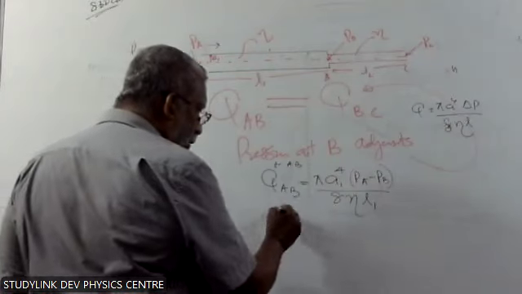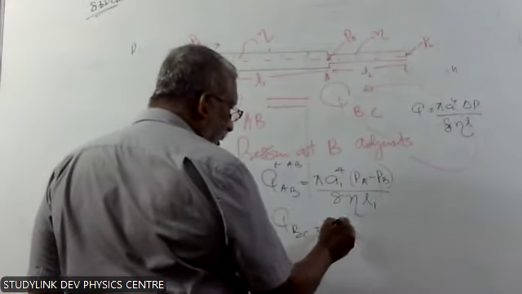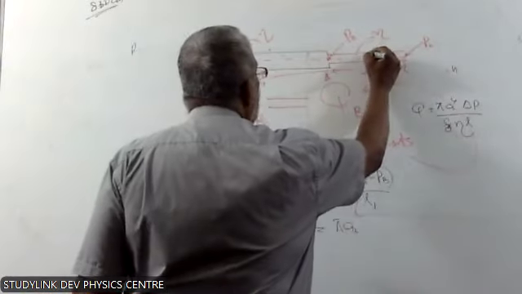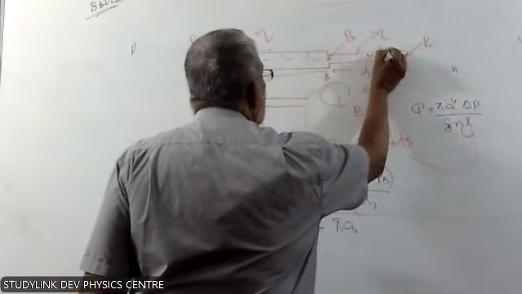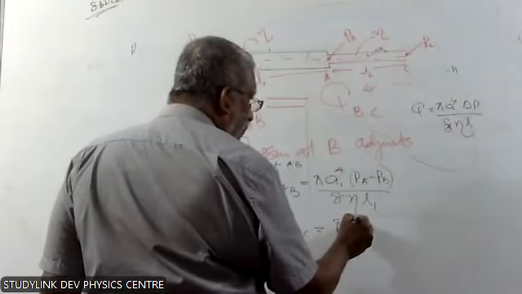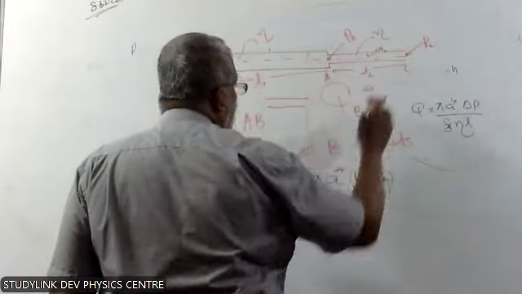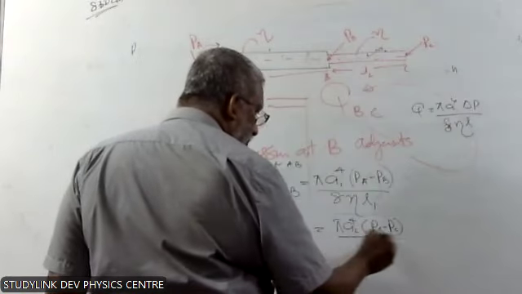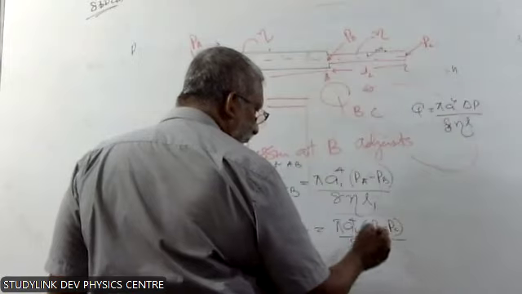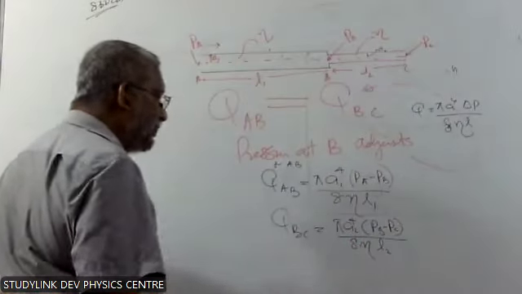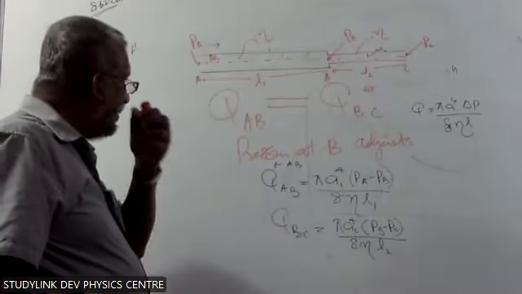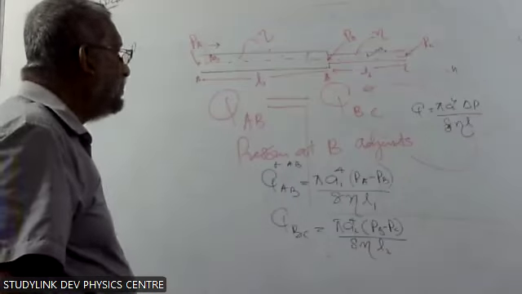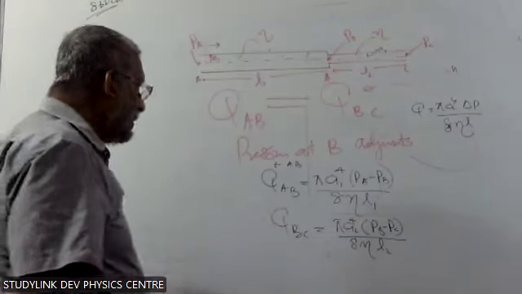Then you can write QBC for BC: pi A2 to the power 4, with pressure difference PB minus PC, divided by 8 eta L2, eta being the same. Since the rates are the same, we can equate these two.